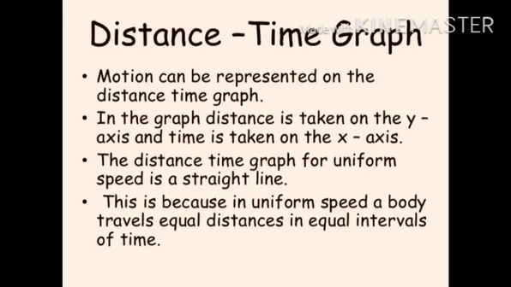Now, distance time graph. Motion can be represented on the distance time graph. In the graph, distance is taken on the y-axis and the time is taken on the x-axis. The distance time graph for uniform speed is a straight line. This is because in uniform speed a body travels equal distance in equal intervals of time.